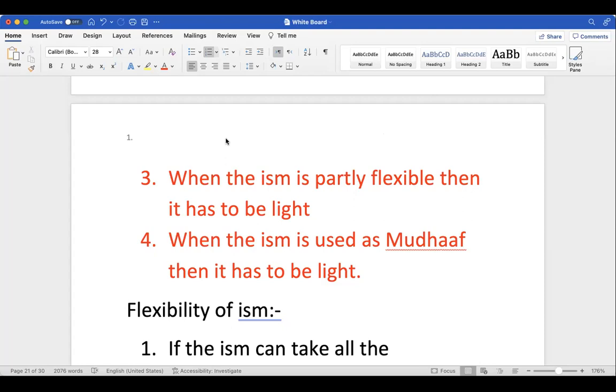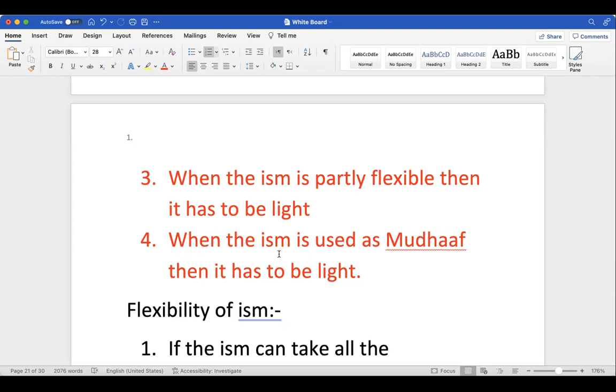So yesterday we were doing the third property of ism to be light, right? For the third reason actually we're discussing: if the ism is partly flexible, then it has to be light. Okay, and then the fourth I didn't discuss with you. I will just write it here.